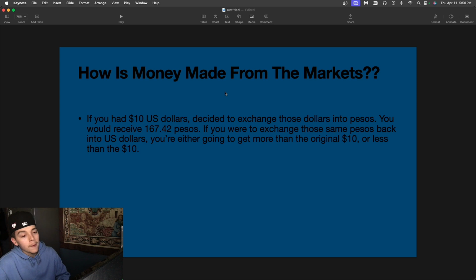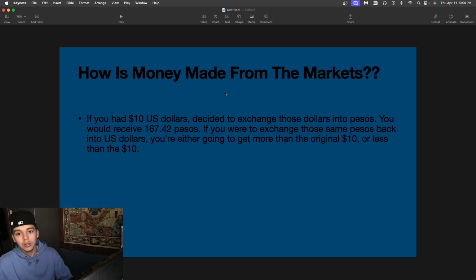How is money made from these markets? This is the only way I could dumb it down for y'all on how the market allows us to get money from it. Let's say you had 10 US dollars. This is the Forex market, by the way. If you decided to exchange those dollars into, let's say, the Mexican peso, you would receive 167.42 pesos. If you were to exchange those same pesos back into US dollars, you're either going to get more than your original 10 or less than your original 10.